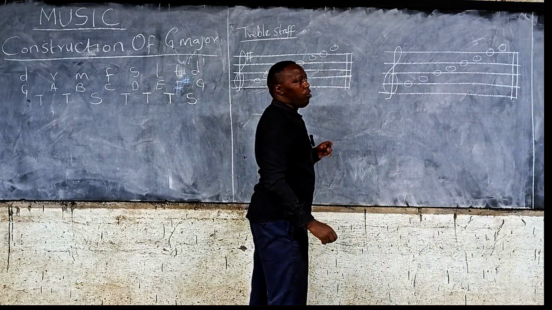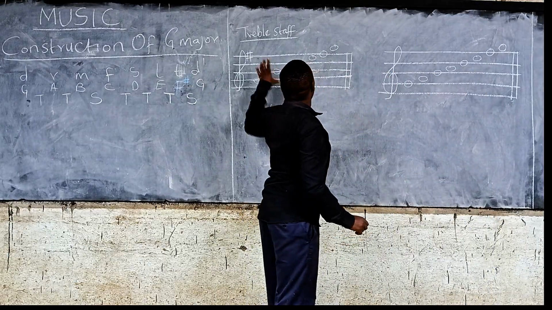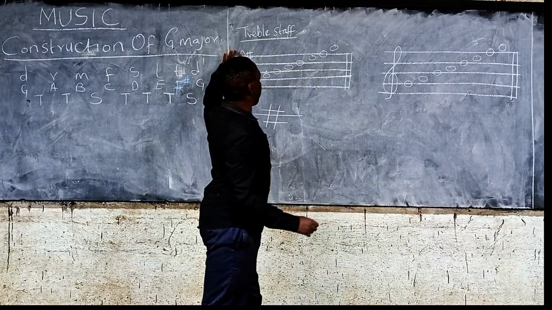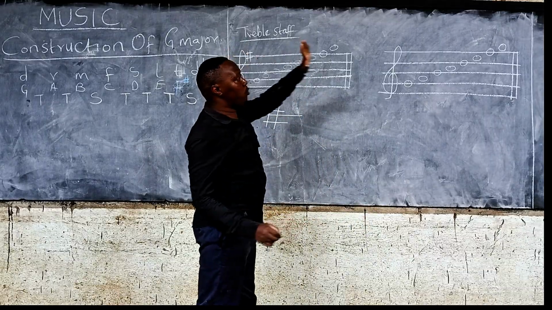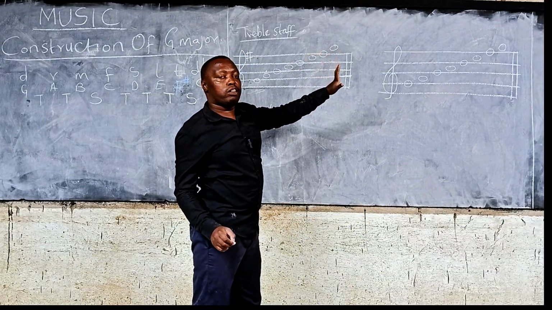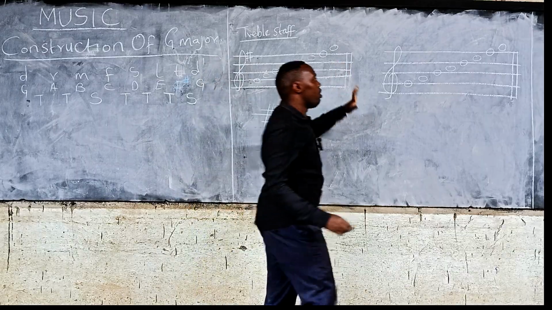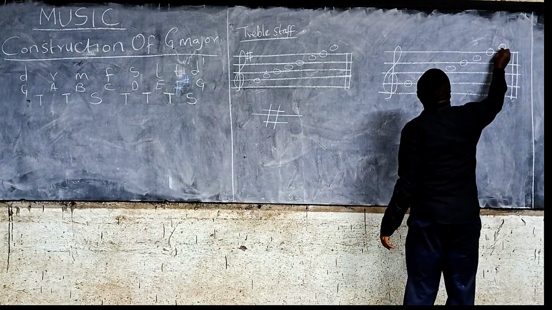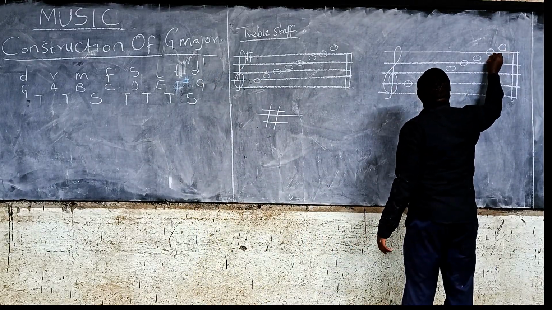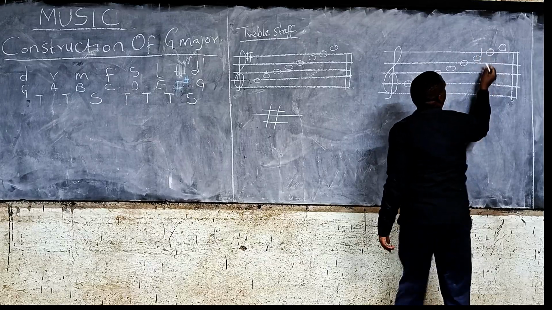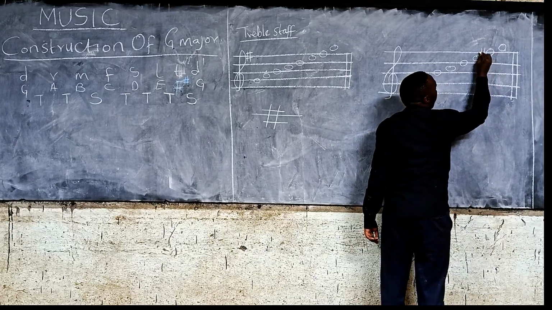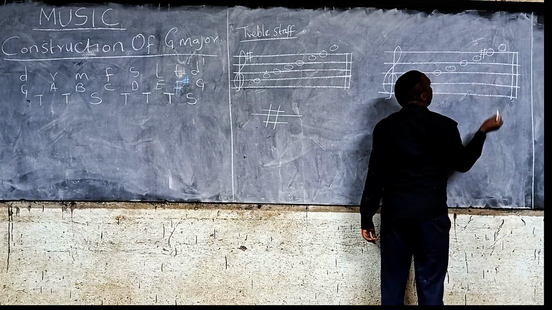Then also we are going to put our sharp now not close to this clef but far away, almost to the note. Where are we going to put it? On the same line. This is G, this is F. So we are going to put it there like that, up, down, like that.